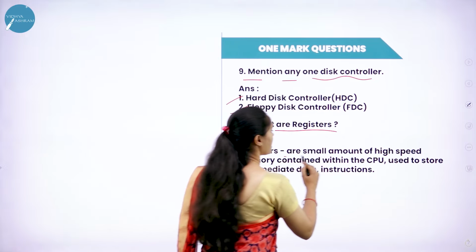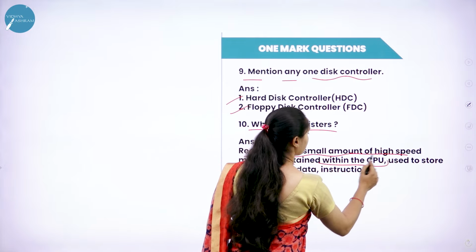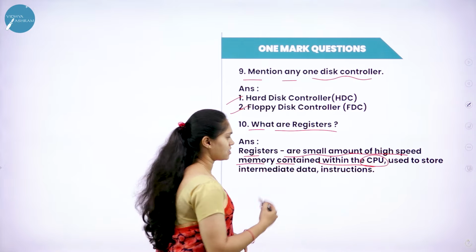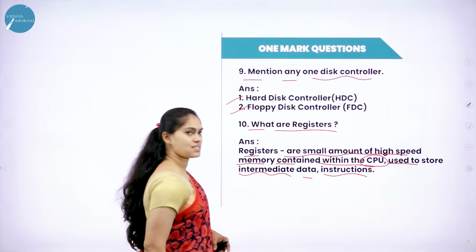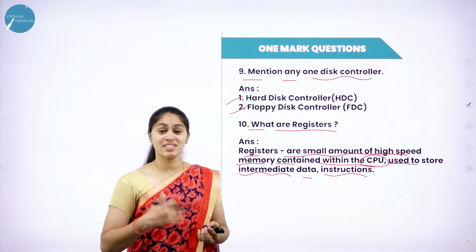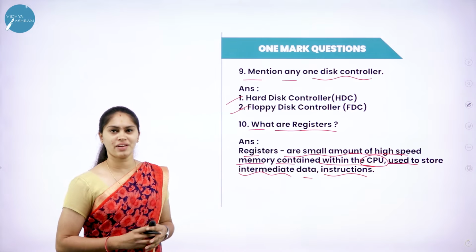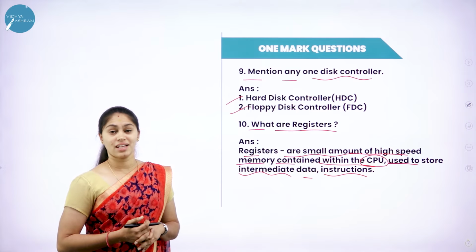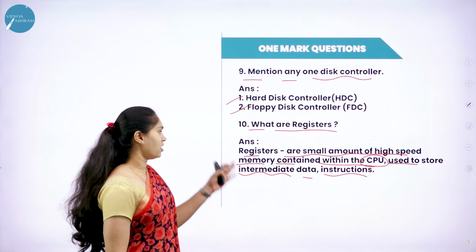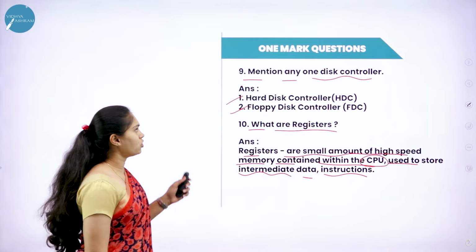Registers are a small amount of high speed memory which is contained within the CPU. It will be inside the CPU, mainly used to store the intermediate data and instructions which are not yet processed and not yet displayed as a result. I have taken that as an input, and it has to be stored somewhere before the processing, and even after the processing, until it reaches the output screen. That kind of memory will be termed as what? Register. So these are the most frequently asked questions with respect to 1 mark.